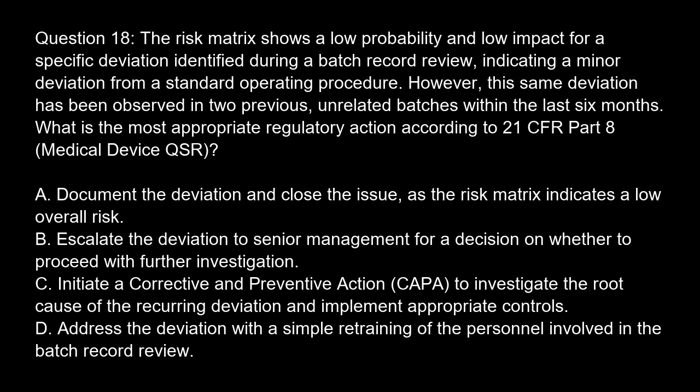Option A. Document the deviation and close the issue, as the risk matrix indicates a low overall risk. Option B. Escalate the deviation to senior management for a decision on whether to proceed with further investigation. Option C. Initiate a corrective and preventive action, CAPA, to investigate the root cause of the recurring deviation and implement appropriate controls. Option D. Address the deviation with a simple retraining of the personnel involved in the batch record review.